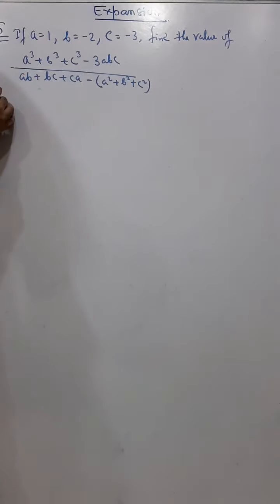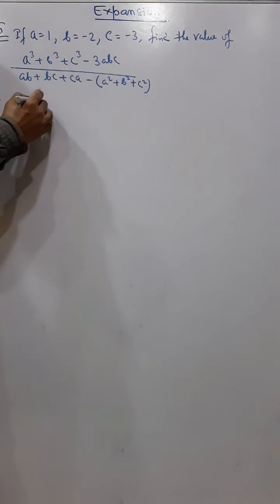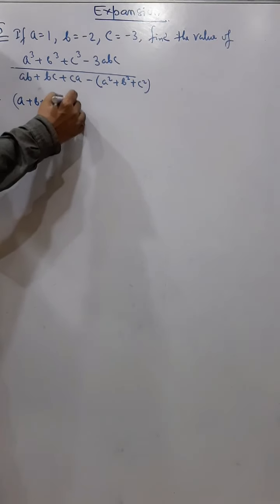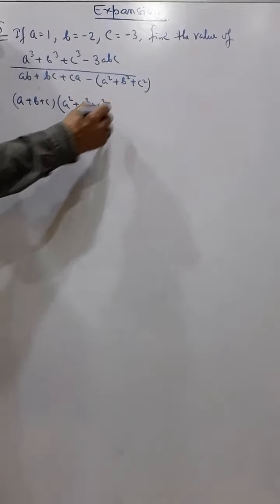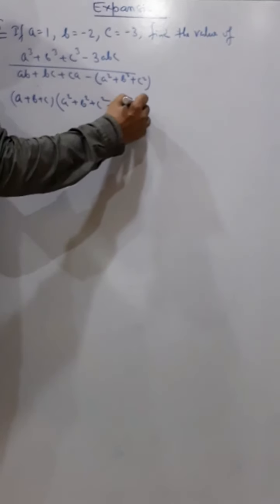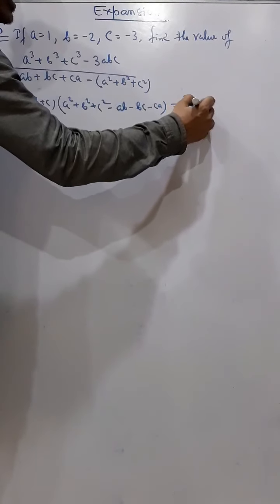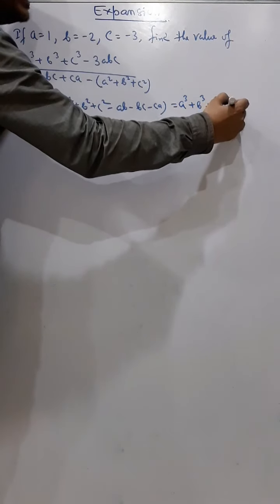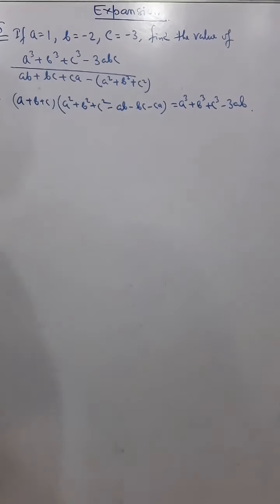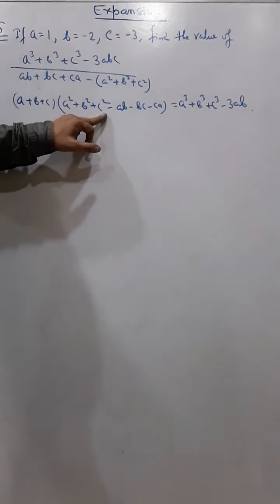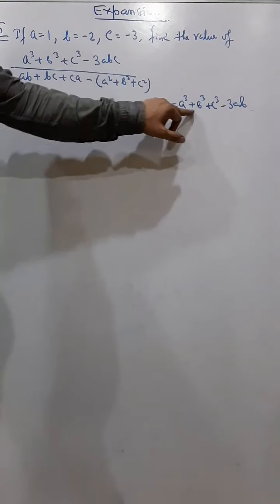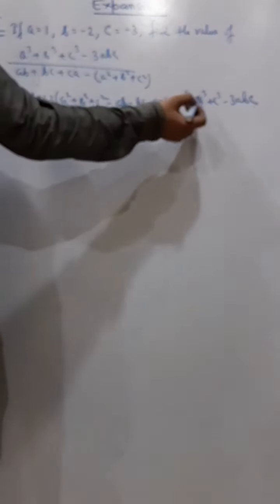Now there is a formula, you know, that a plus b plus c and then a square plus b square plus c square, then minus ab minus bc minus ca is equal to a cube plus b cube plus c cube minus 3abc. Okay, so this is the last identity I have given you, okay, in the first video. So a plus b plus c into a square plus b square plus c square minus ab minus bc minus ca is equal to this, a cube plus b cube plus c cube minus 3abc.